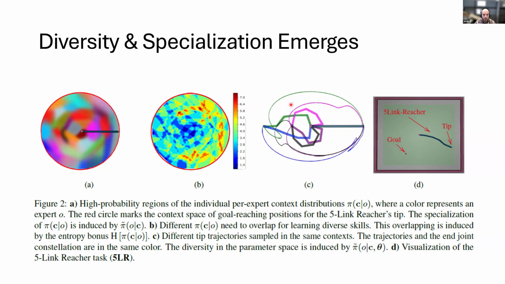So here's a sampling of the motion primitive. You have several trajectories that the reacher can go to different goals. And this is just showing the actual context space of the reacher, sort of showing the high-level view of multiple experts. They overlap a little bit, but they also specialize.